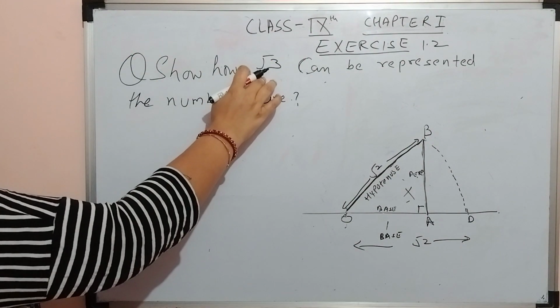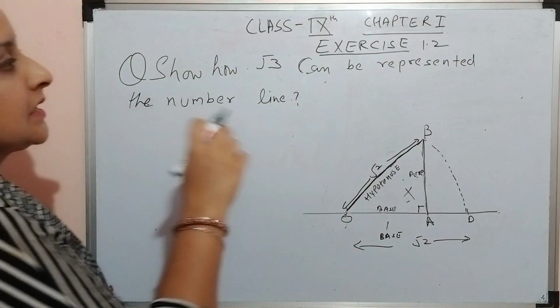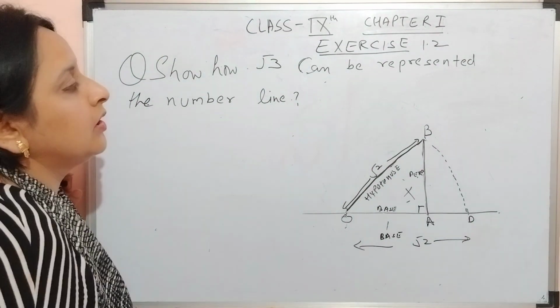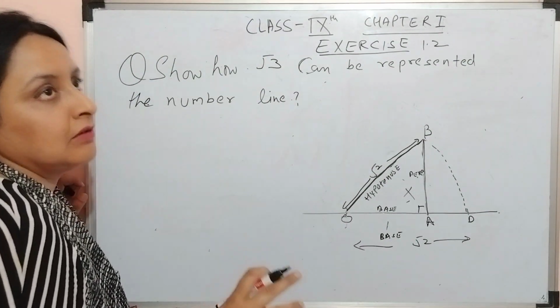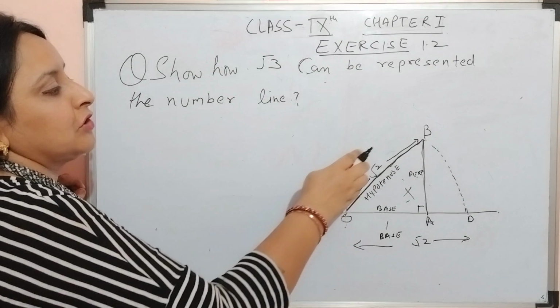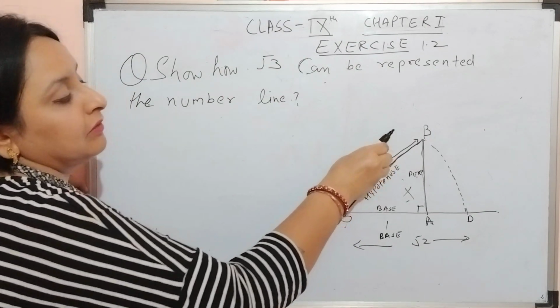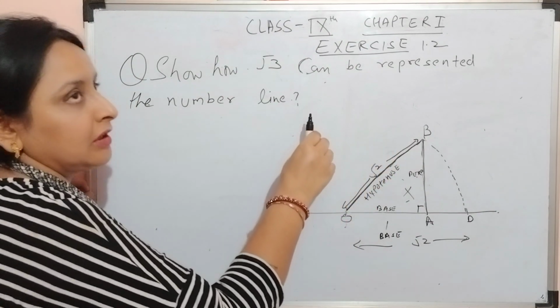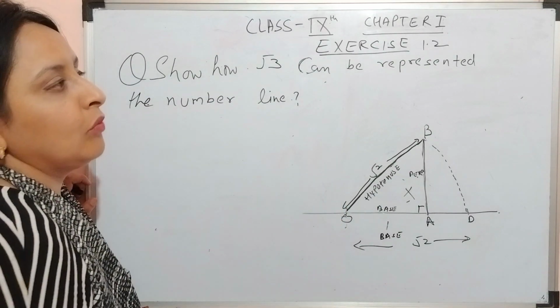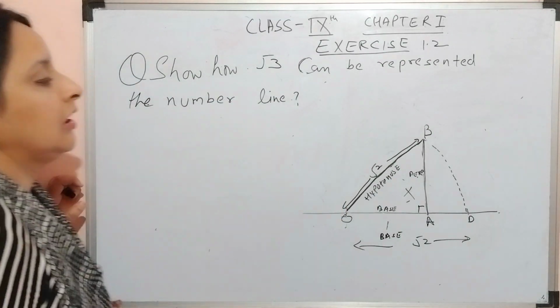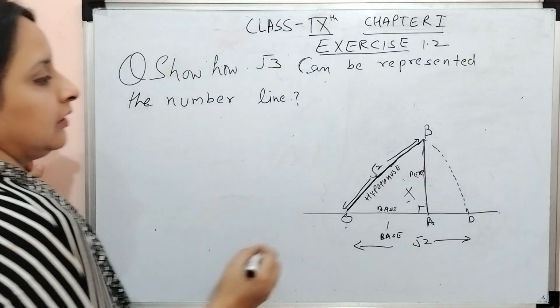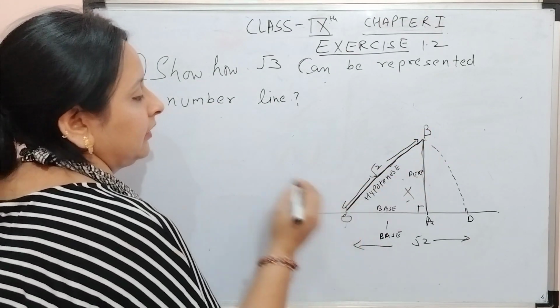This is a question from NCERT class 9 exercise 1.2. Basically root 5 is asked. We are plotting it step by step. First, in the last video we plotted the value of root 2. Now we are plotting the value of root 3. In the next video we will plot the value of root 5. Let us start. So here root 2 is already given.